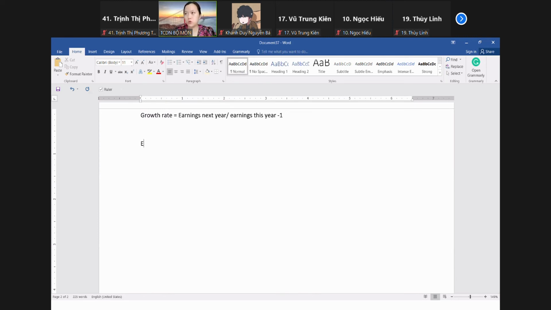To make it simple for you, if we investigate the earnings next year, it will be equal to the earnings this year plus any increase in earnings. Any increase in earnings will be the level of growth. And if we put it in our calculation, the earnings next year divided by earnings this year minus 1, then we have the growth rate. So here we have the case. Now I'm going to expand the formula.